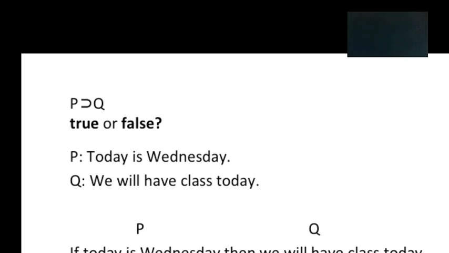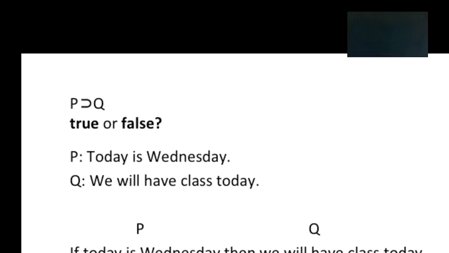In other words, if I were to say this, if today is Wednesday, then we'll have class today, and you know that today is Wednesday, the first part was true, but the second part wasn't true, you would say, you were wrong about that. You said that if it was Wednesday, we'd have class, and yet it's Wednesday and we don't have class. So my if statement would be false, even though today was Wednesday. And so that's the second line of the truth table.